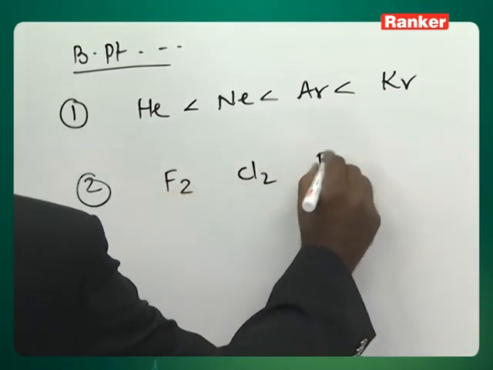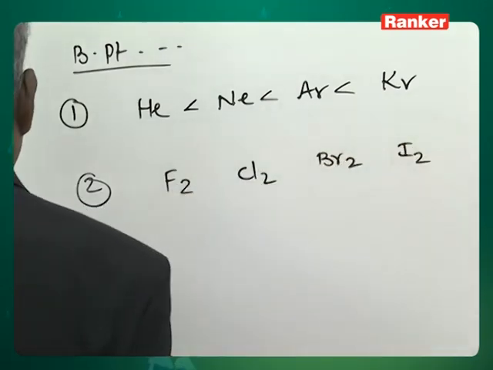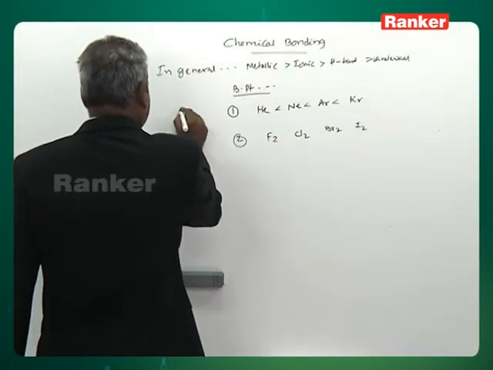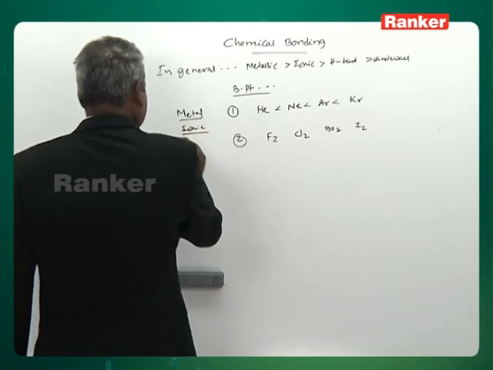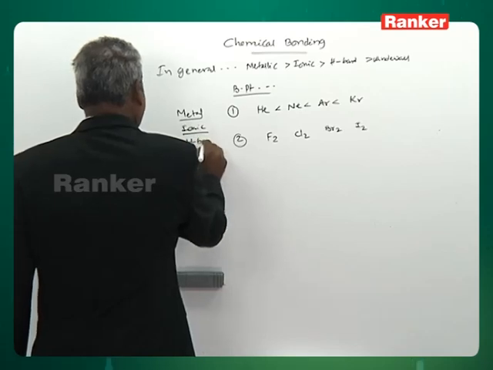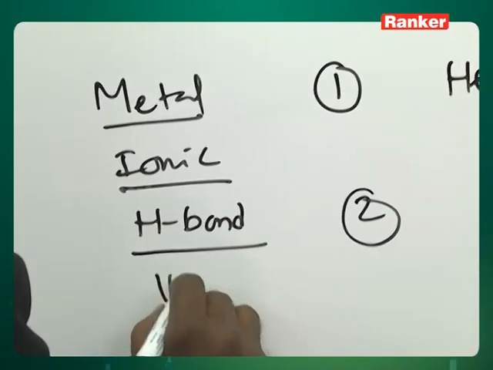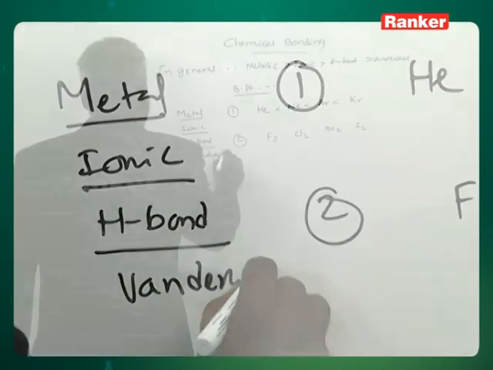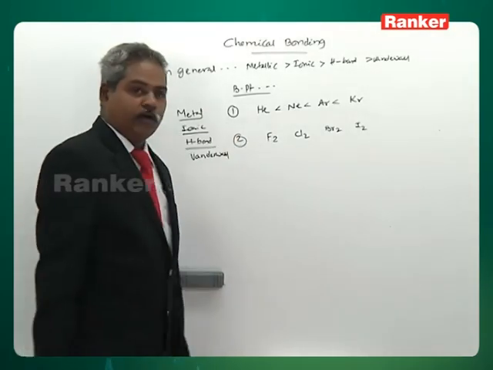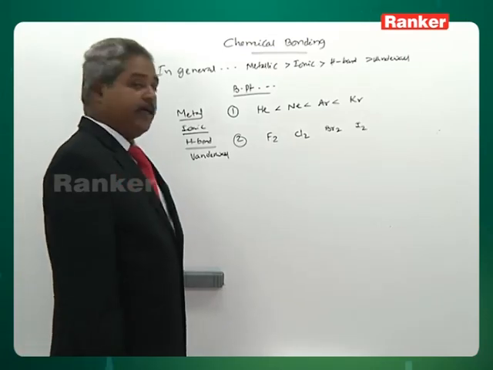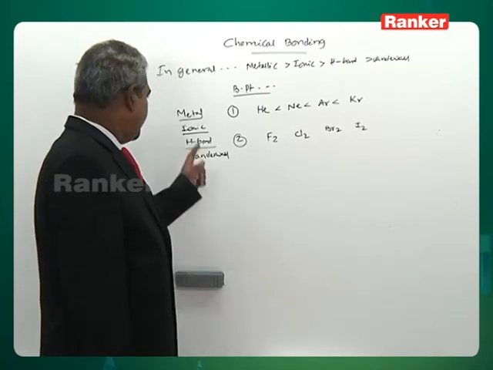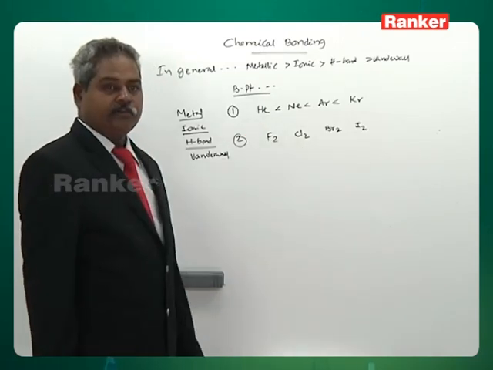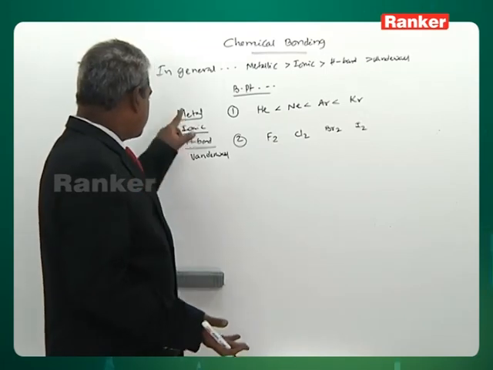F2, Cl2, Br2, I2. So, I am always ruling out the possibilities. Are they metals? I am seeing whether they are metals, whether they are ionic compounds, whether they have hydrogen bonded compounds, or van der Waals. So, are they metals? Not at all. Fluorine, chlorine, they are not metals. Are they ionic compounds? They are not even compounds, they are elements. Do you have hydrogen bond? There is not even a hydrogen there. Therefore, the first three are ruled out.